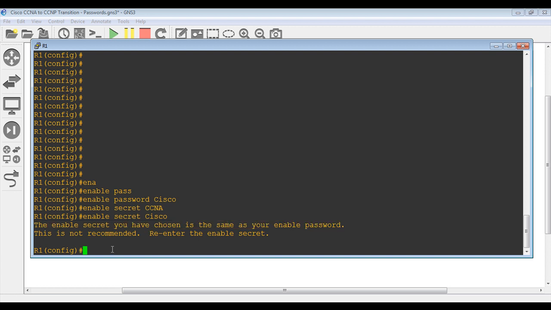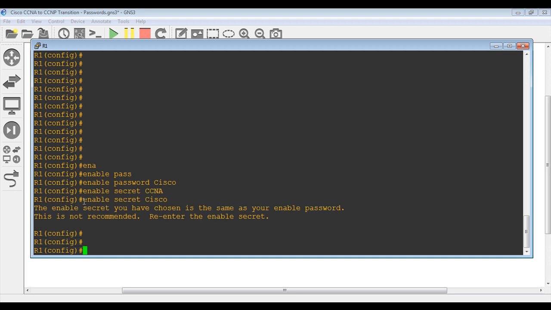But why is this? Why should the enable secret password not be the same as the enable password? The reason behind this is that if both passwords are the same and someone behind you saw the enable secret password when you enter the show run command, then he can try or guess that both passwords are the same, and then your encryption for the enable secret will not be useful. So both passwords should be different.